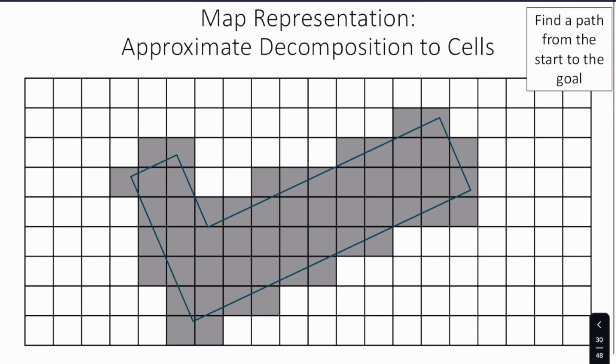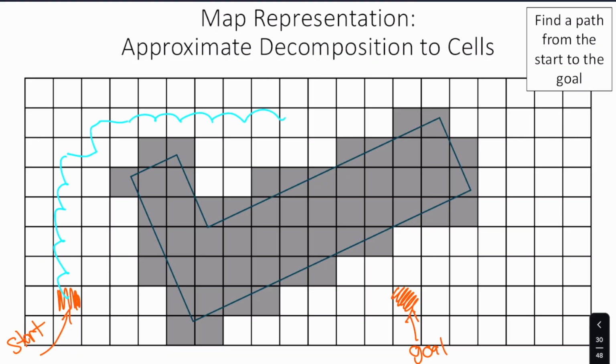And so if what we wanted to do was find a path from, let's say, this location here as the start to a location over here as the goal, we would just hop from cell to cell, and we'll talk about how to find an efficient path in a few slides, until we get to our goal.